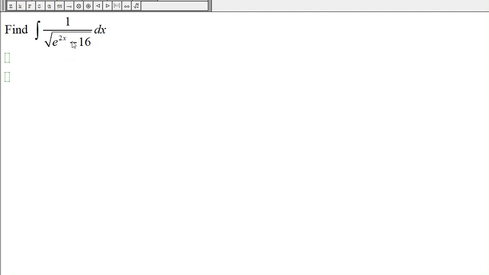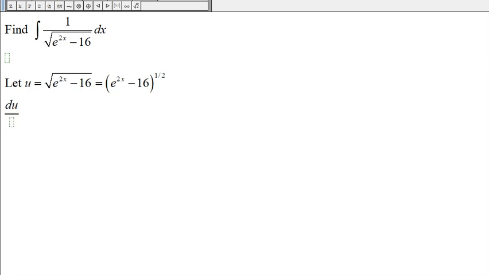Here we have the integral of 1 divided by the square root of e to the 2x minus 16. For this particular example, what we can do is let u be the square root right here, which, if we write this using rational exponent, then the exponent will be 1/2.